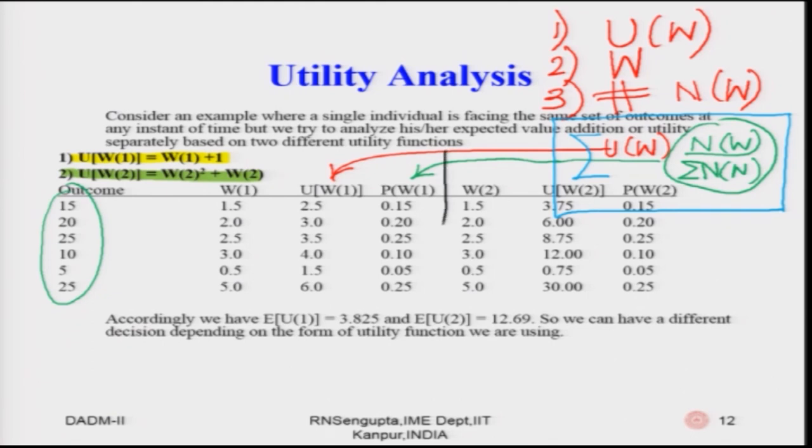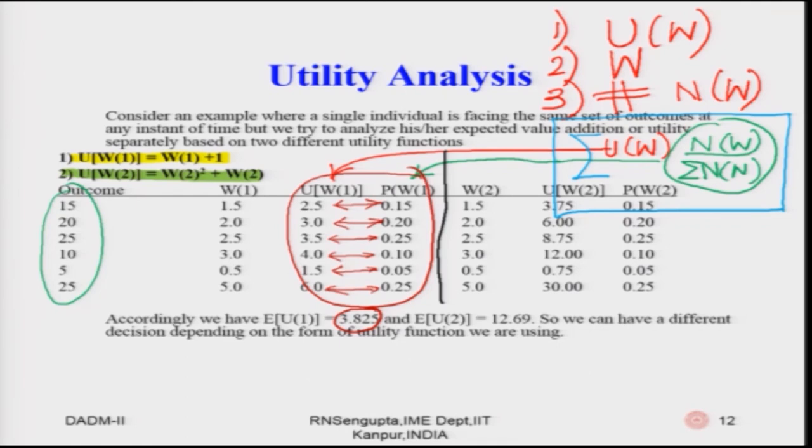So, once you do this, this is the first set of calculation. You will basically be multiplying utility with the probability, so once you multiply, the value comes out to be 3.825, it is given.